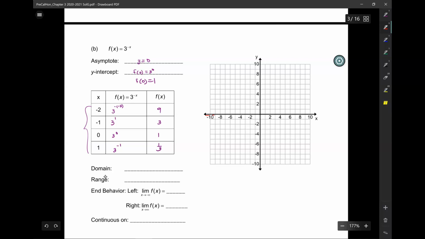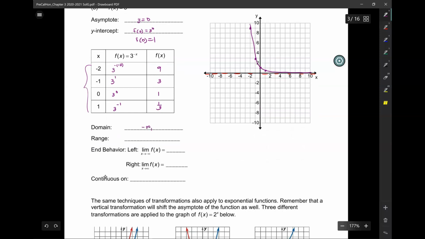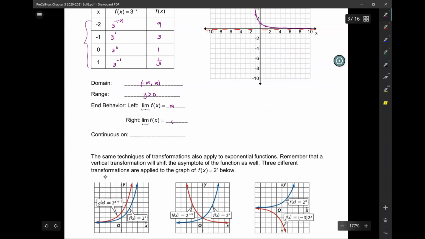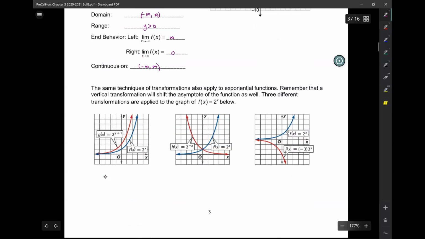All right, let's put up the asymptote. At -2, y is 9. At -1, it's 3. 0 and 1/3 for x equals 1. And that's how it looks. And that's decay. Okay, domain is all real numbers. Range is the same. This time, as x approaches negative infinity, limit is infinity, and 0 on the other end, and it's continuous everywhere.